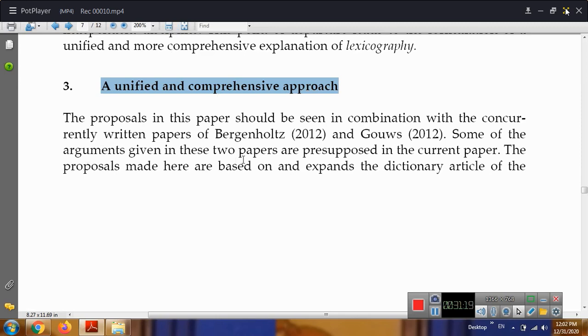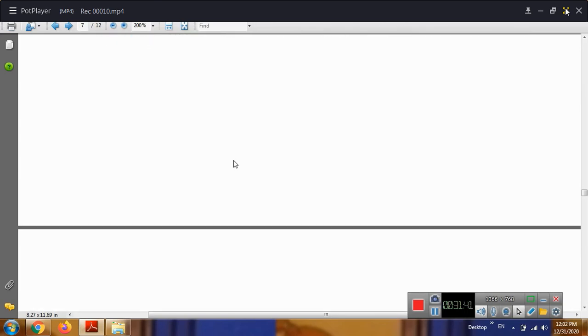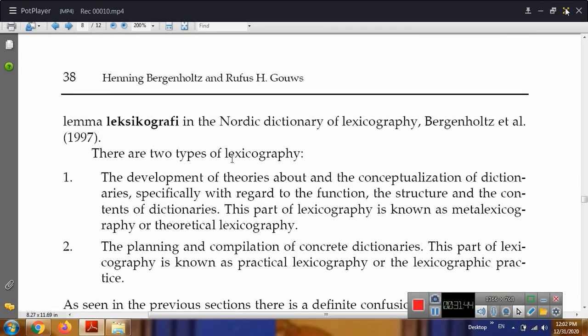The proposal in this paper should be seen in combination with the currently written papers for these persons. Some of the arguments given in these two papers are presupposed in the current paper. The proposals made here are based on and expand the dictionary article of the lemma lexicography in the Linguistic Dictionary of Lexicography.